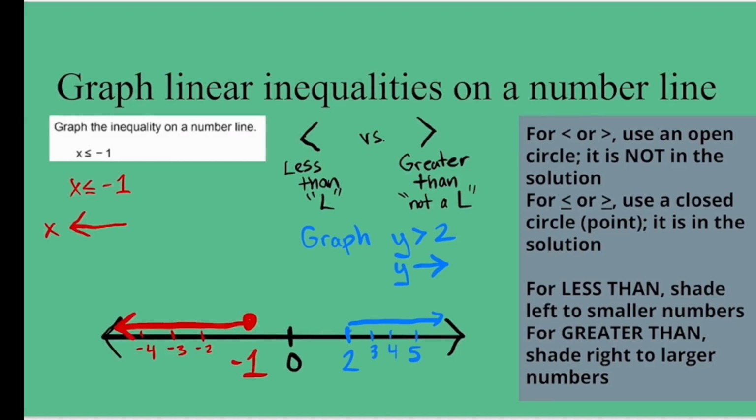So we use a circle. Again, I'm doing it above the line, but it should be on the line. We are going to use an open circle for this because there is no equal sign. So no equal sign, that's open. Yes, equal sign, or half an equal sign, then it's closed.